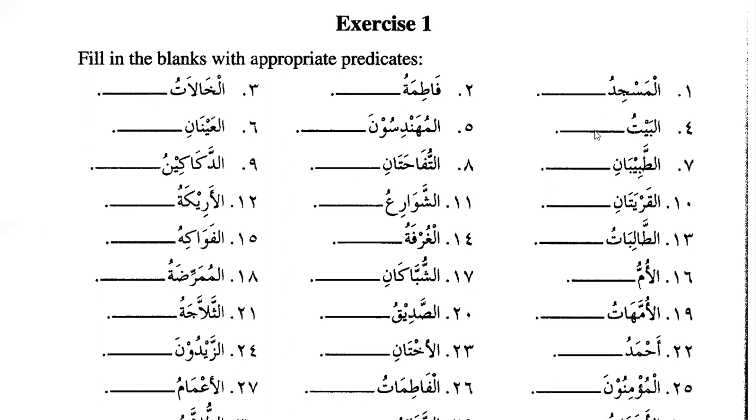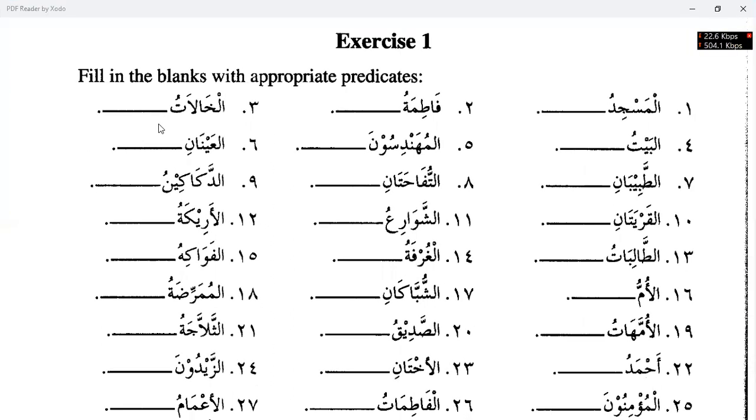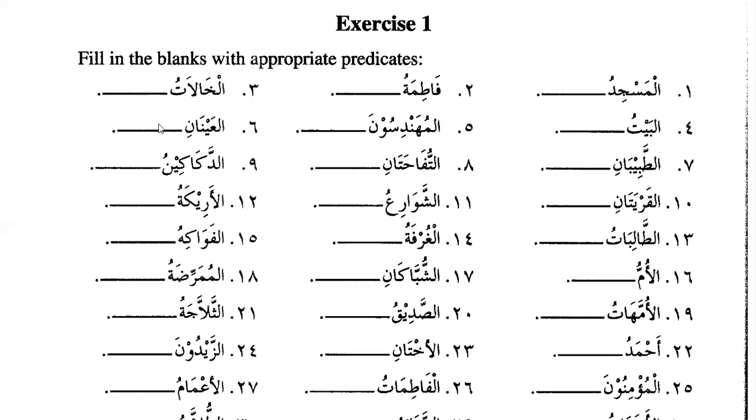Al-baytu wasi'. The house is spacious. Also translate your sentences, okay? Next. Al-muhandisuna mujtahidun. Okay, translation. The engineers are active or hardworking? Mujtahidun, hardworking, okay? Al-ainani. Ainan means two water springs. Al-ainani jariyatani. The two water springs are flowing, running like this.